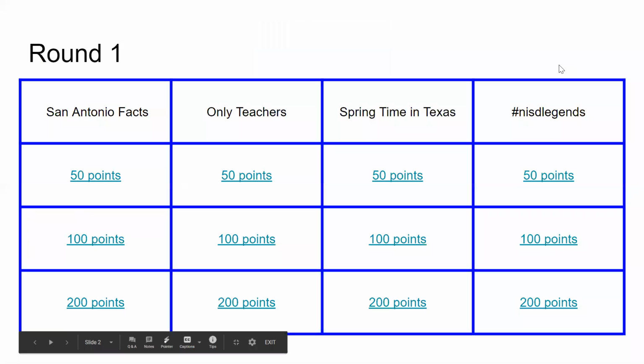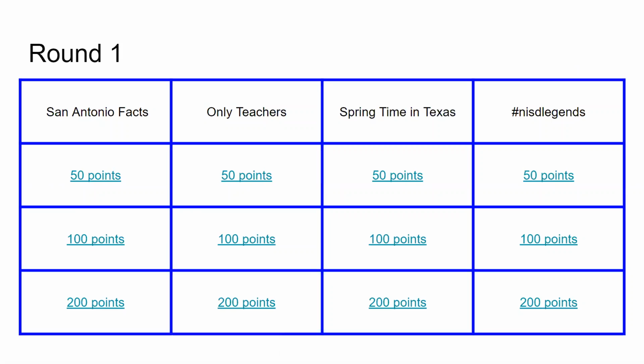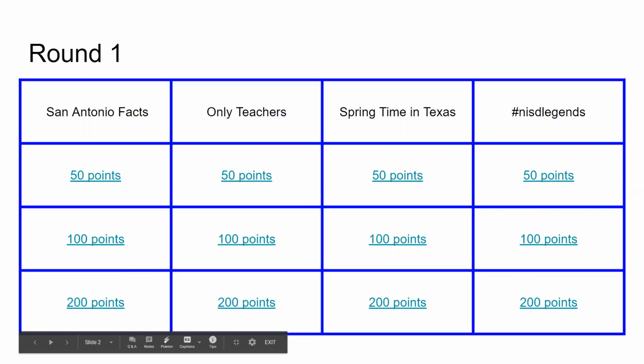Yay, Jeopardy. Okay, so you can see that I have some fun questions here. San Antonio facts, only teachers, springtime in Texas, or NISD legends. So disclaimer, I have questions plugged in as I started building this out just for the San Antonio facts. So I'm going to start with the 50-point question, and then the winner of that one can pick the next point question. You can unmute yourself and say your name as a way to indicate you're ready to respond. Everybody feel good? Okay, 50 questions.